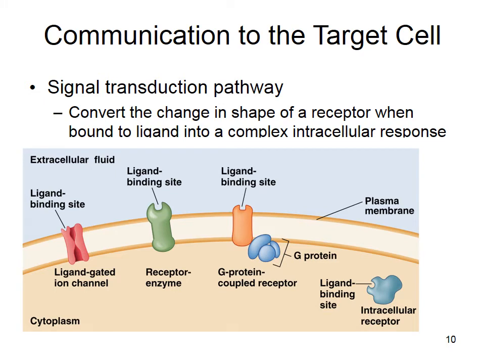Chemical messengers bind to receptors, and then the receptors start what's called a signal transduction pathway. Okay, so the binding of the ligand to the receptor causes signal transduction. So if you have a ligand that binds to a ligand-gated ion channel, what happens when that ligand binds?